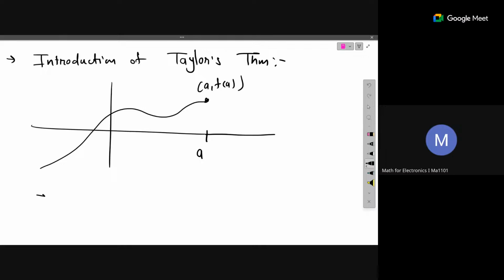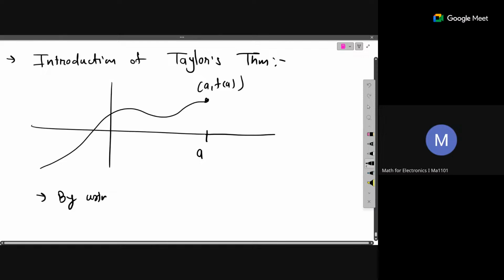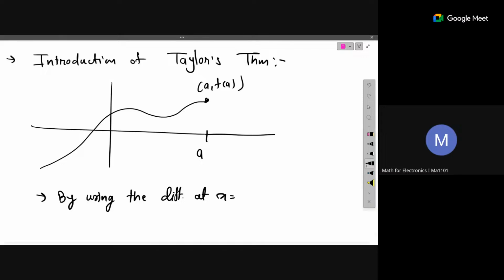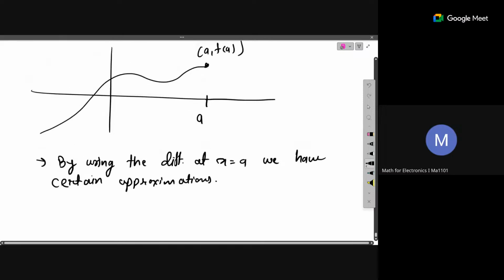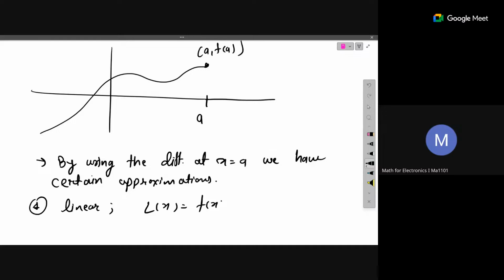So what does that mean? By using the differentiability at x equals A, we have certain approximations. And those are linear approximation or quadratic approximation, right? So first one will be linear. What does the linear approximation say? That L(x) is equal to f(a) plus f'(a)(x minus a). This is your linear approximation.